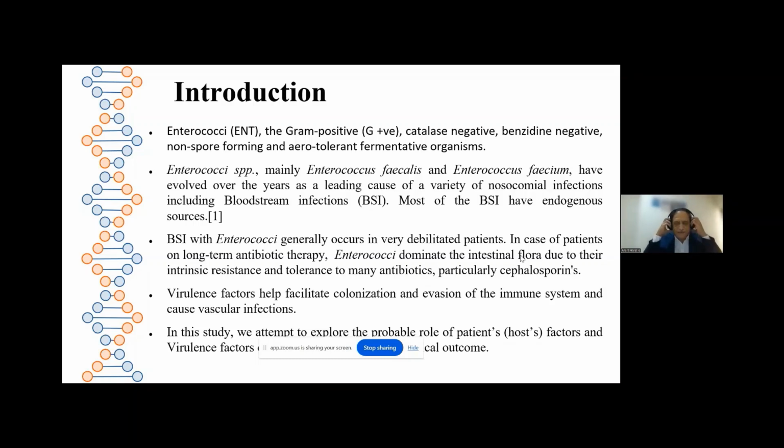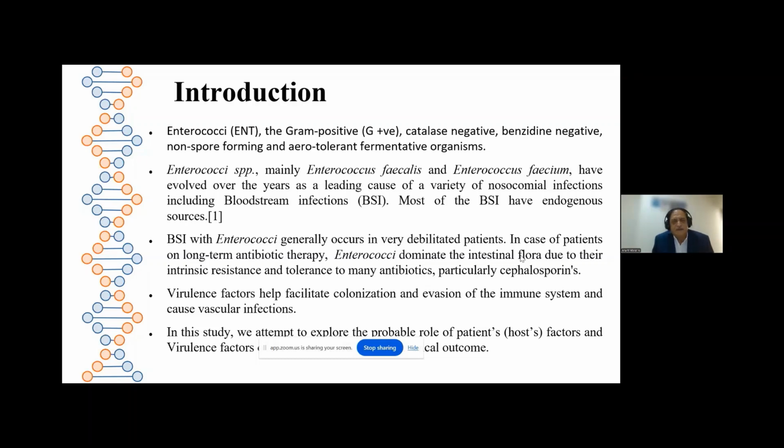And this is a byproduct of our work, in which we got the genetic analysis of our bacterial isolates like Enterococcus and their genetic factors. But as a hospital, we get these bloodstream infections very commonly, and we wanted to find out, because enterococcal bacteremia generally occurs in very debilitated patients, the correlation between the virulence factors and the host factors, like comorbidities, in the outcome of the treatment.